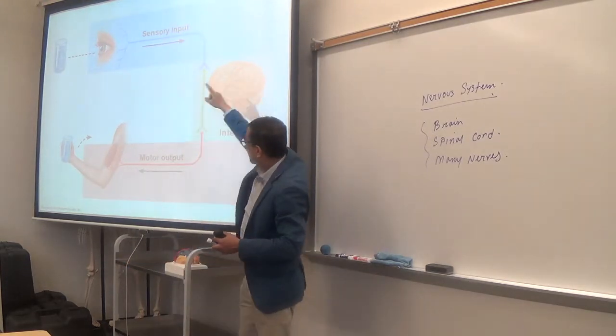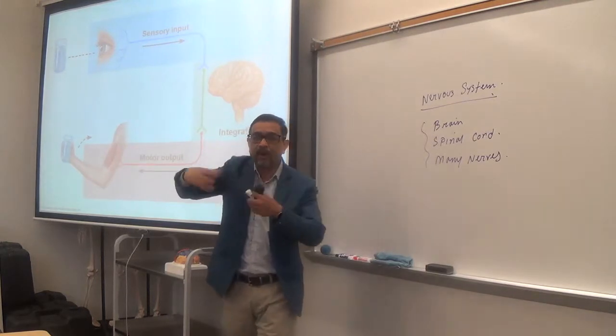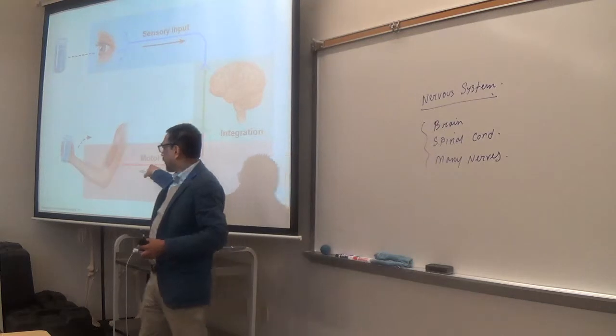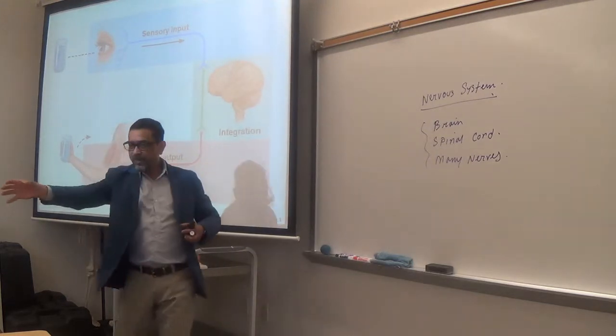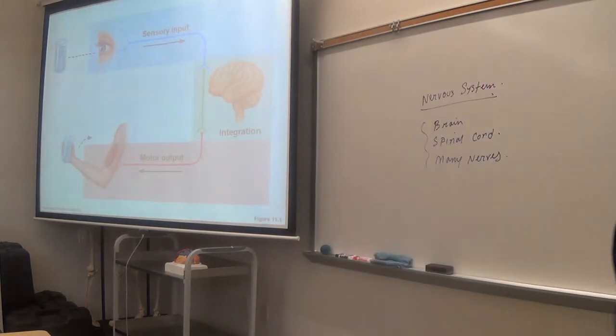Here. So sensory input from the eye to the brain. Your brain is analyzing all those things and then sends a motor command to the muscles of the hand to move the hand. Okay? So that is motor output.